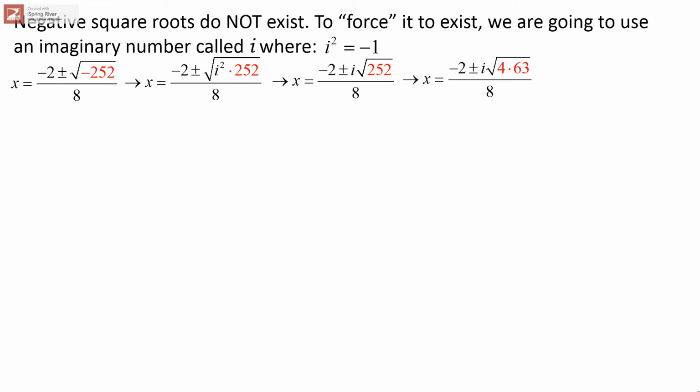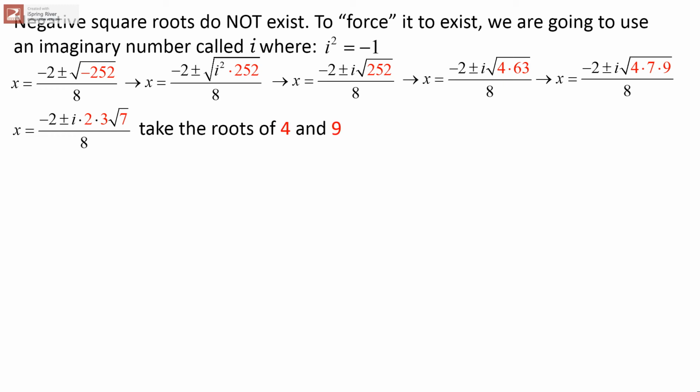I am now going to try and simplify my root. I'm going to factor it. 252 is equal to 4 times 63, and that is also equal to 4 times 7 times 9. At this point, I see that I have 4 and 9 as perfect squares. I am going to take those two out of the radical, and my solution becomes negative 2 plus or minus i times 2 times 3 times square root of 7 over 8.